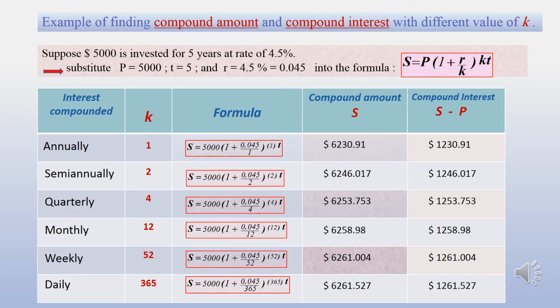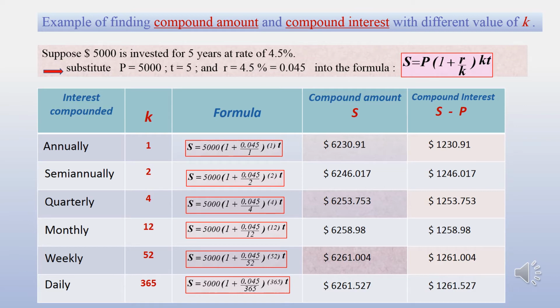Compounded annually means the interest is compounded once a year, so K equal to 1. Semi-annually means the interest is compounded twice a year, so K equal to 2. Compounded quarterly means the interest is compounded 4 times a year, so K equal to 4. Monthly, K equal to 12. Weekly, K equal to 52. And daily, K equal to 365.